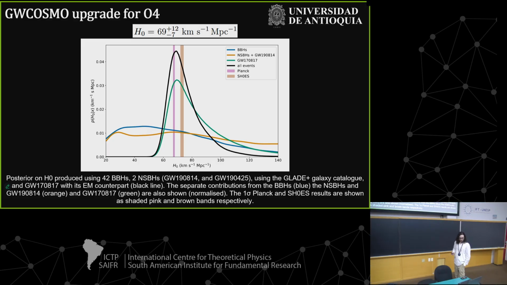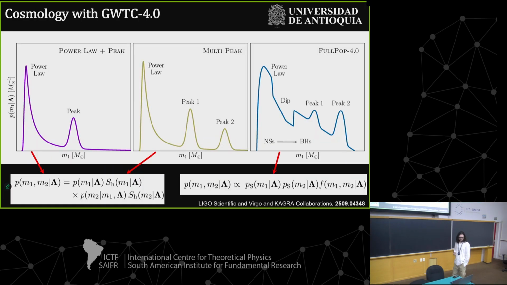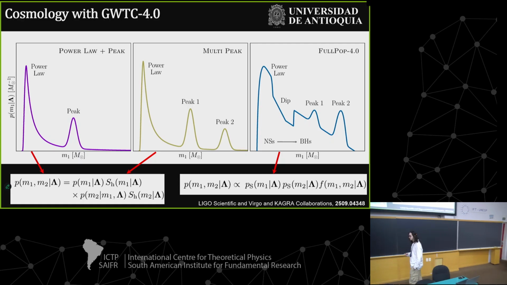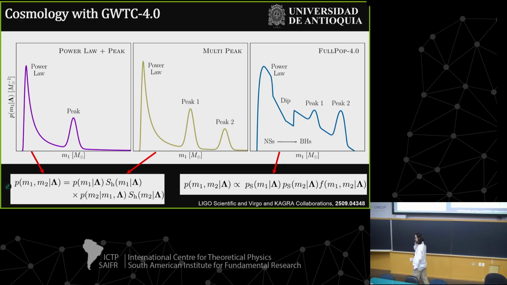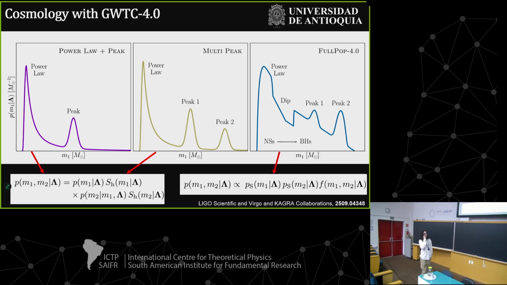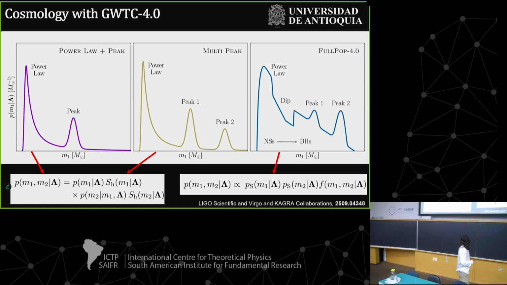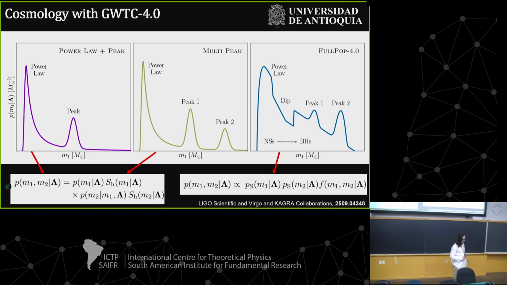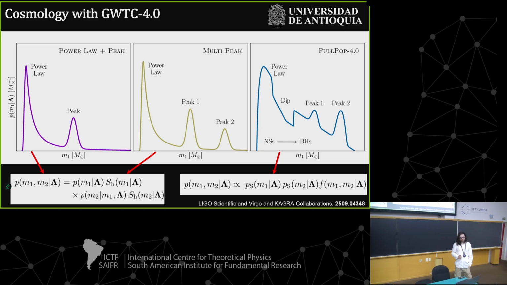Okay, now I will move on to the results that came out recently. These are using also the recently released GWTC4 catalog information, gravitational wave catalog information. And in this paper, basically the mass models were a bit different.